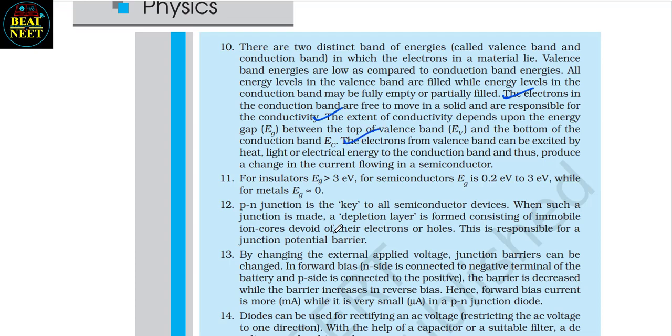The electrons from the valence band can be excited by heat, light or electrical energy to the conduction band and thus produce a change in the current flowing in a semiconductor. Number 11, for insulators, Eg is greater than 3 electron volt. For semiconductors, Eg is 0.2 electron volt to 3 electron volt, while for metals, Eg is approximately 0.